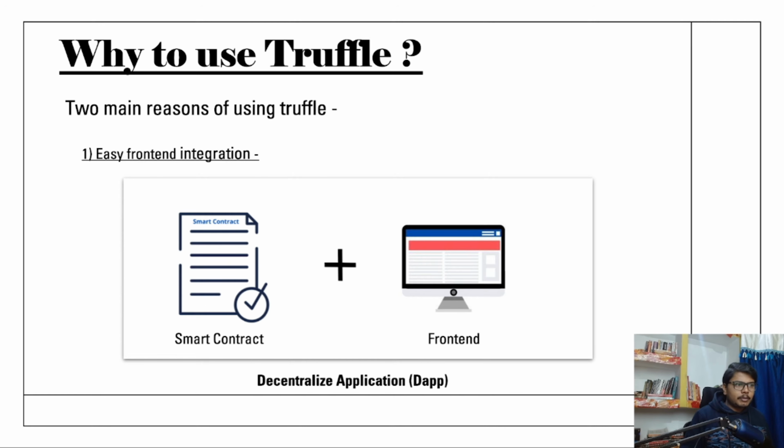So if you look in Remix IDE, you do not have this kind of functionality, right? But Truffle provides you with this functionality where you can easily create your decentralized application, where you can easily integrate your smart contract with your React.js code or Next.js code, whatever technology you have used in order to create your front end. So this is the first use of Truffle.